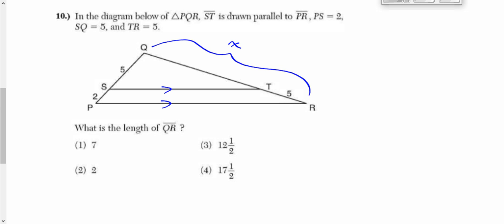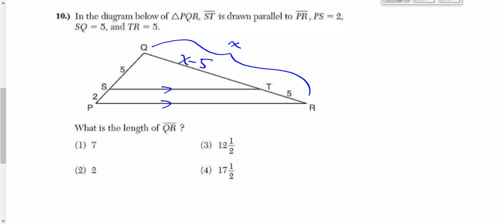What on this side? So wouldn't it be that X? If the whole thing is X, we need this to correspond with the 5. The whole thing is X, and this little part of it is 5. What's left for this part? X minus 5.